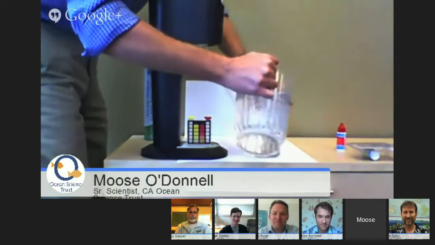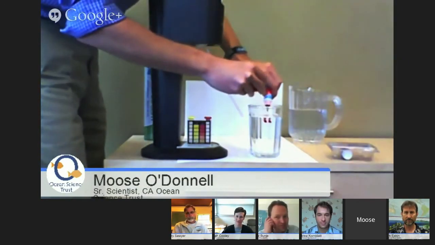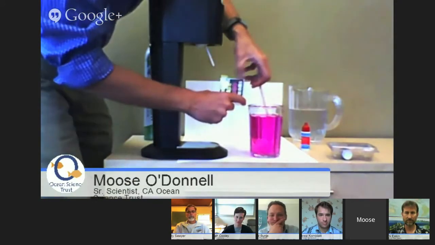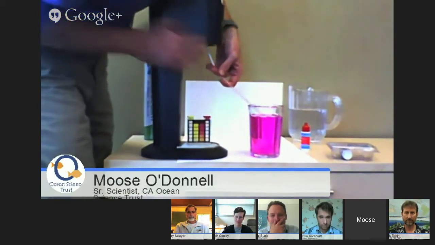We got some water, pour it into a glass. pH test kit. You remember you have to check the chemistry. And so you add a little bit of this dye. The pH of this water, because it's pink, is probably something above 8.2.